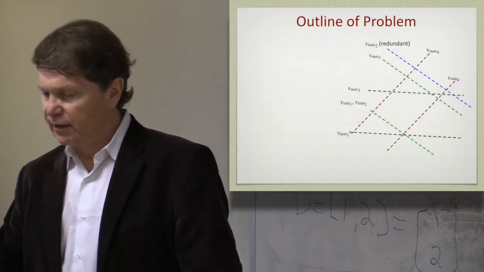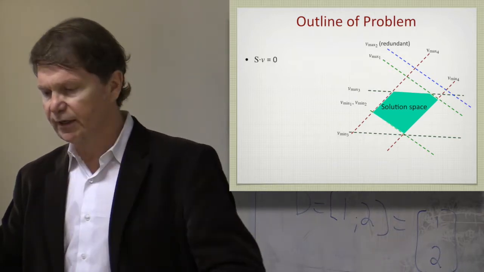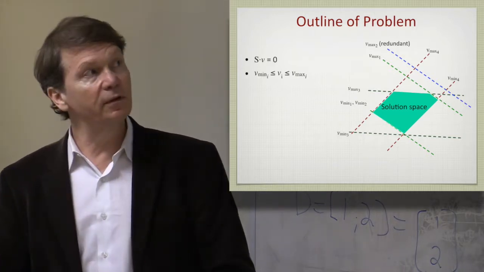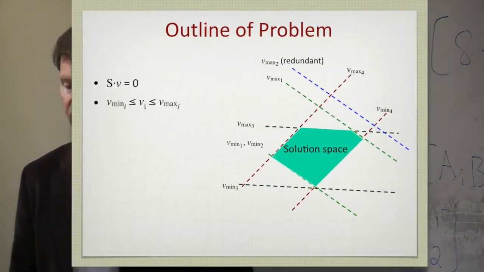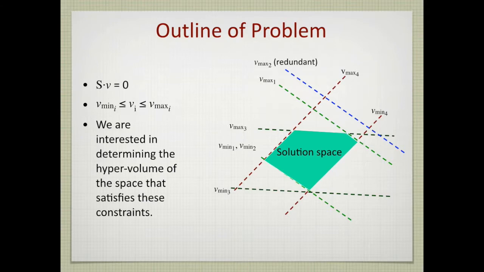Okay, so here is an outline of how this is processed. You start by stating your constraints that we've been talking about quite a bit, the equality constraints and the inequality constraints. That may define that solution space shown here in this blue-greenish color. So we are interested in determining the hypervolume that satisfies all these constraints. That's basically what we want to do.